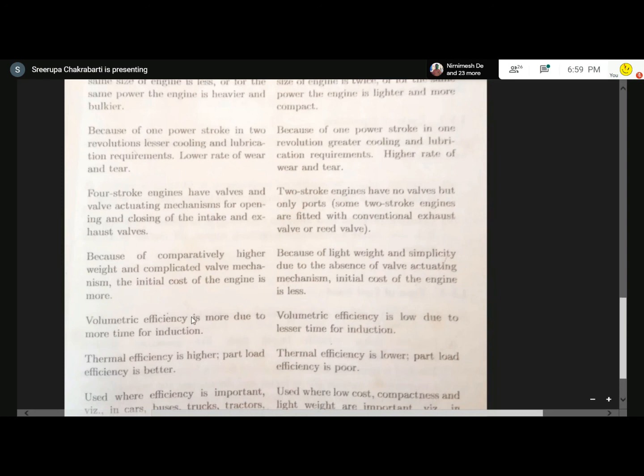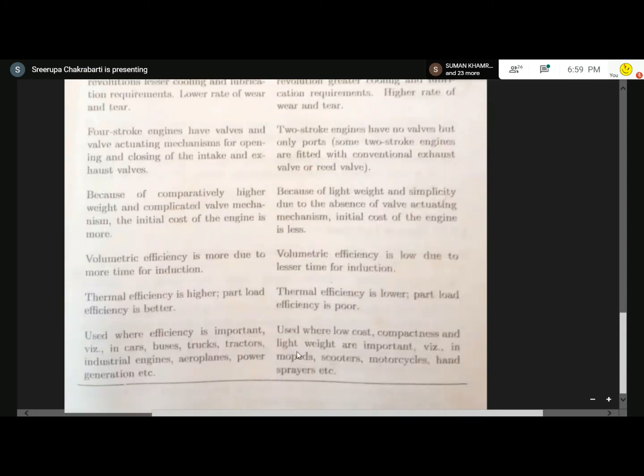Volumetric efficiency is more due to more time of induction, because in a 4-stroke engine, 1 stroke is dedicated to suction. In a 2-stroke engine, only a portion of 1 stroke is dedicated to suction. So the volumetric efficiency is more in case of a 4-stroke engine. For a 2-stroke engine, it is low due to lesser time of induction.